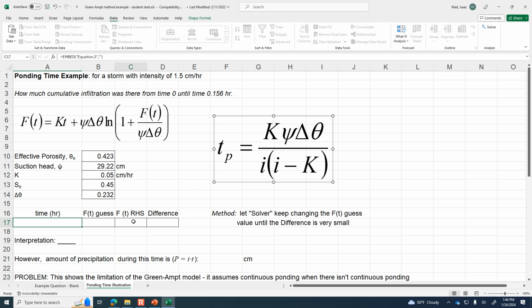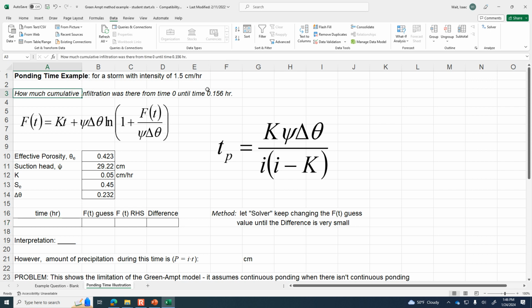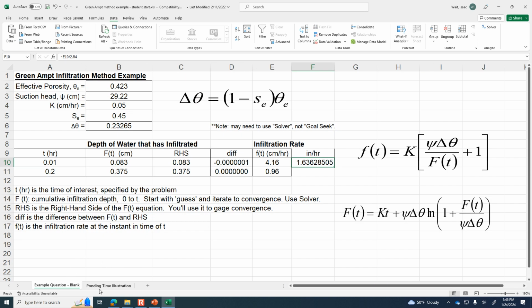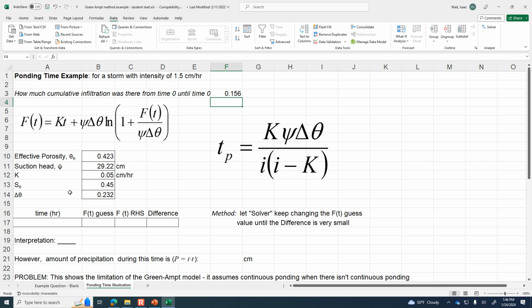So the right-hand side, if we just start with a time from 0.15 hours, 0.156 hours was, I guess that's going to be my final answer here. Cumulative infiltration was there from time 0 to 0.156 hours. Oh, that's something I want to ask later on. Okay, let's start with a guess of just 0.1 hours.